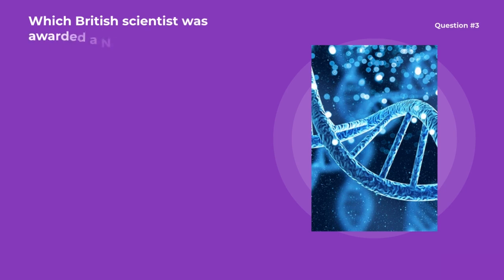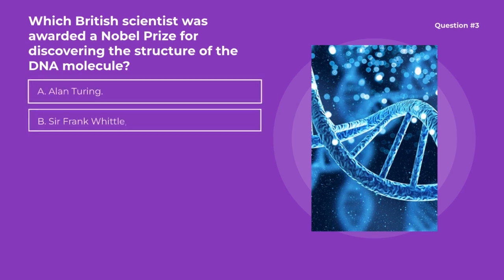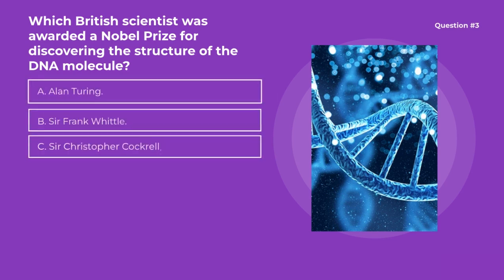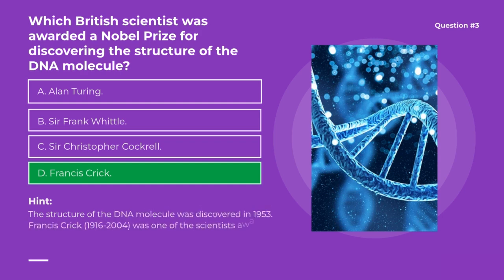Question number 3. Which British scientist was awarded a Nobel Prize for discovering the structure of the DNA molecule? Options are A. Alan Turing, B. Sir Frank Whittle, C. Sir Christopher Cockerell, D. Francis Crick. The correct option is Francis Crick. The structure of the DNA molecule was discovered in 1953. Francis Crick, 1916 to 2004, was one of the scientists awarded the Nobel Prize for this discovery.